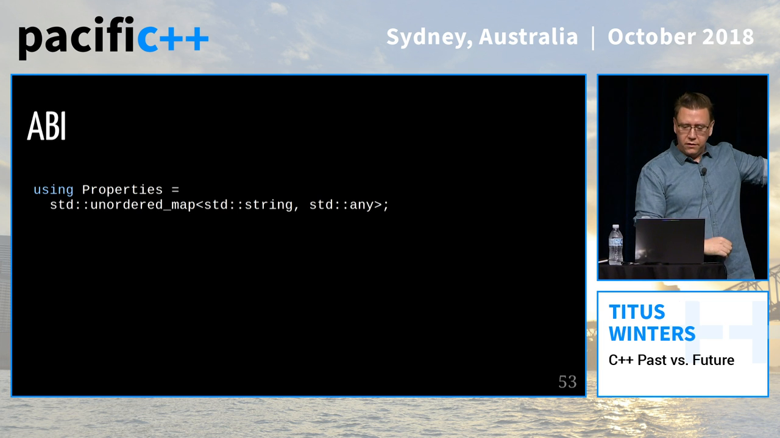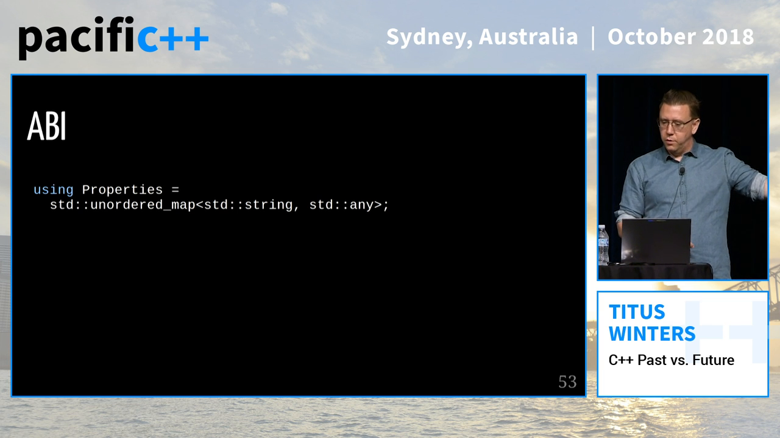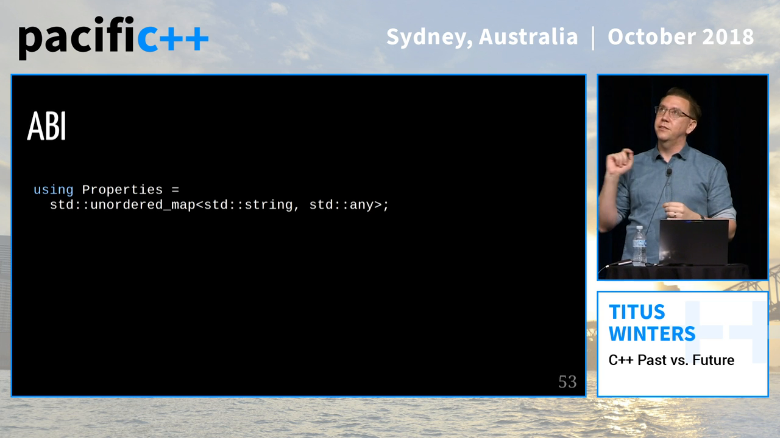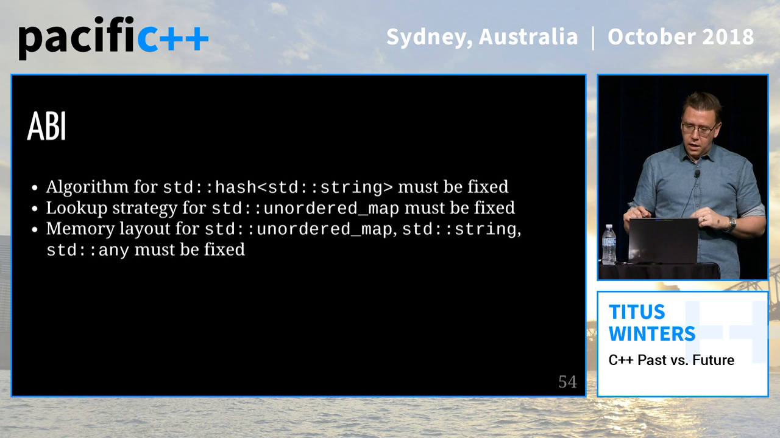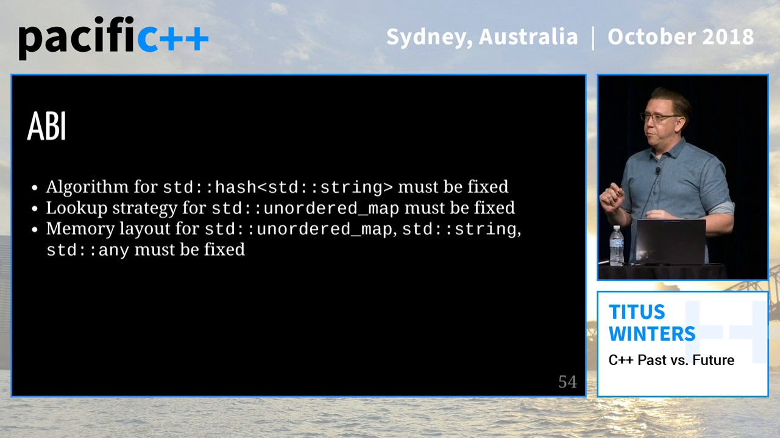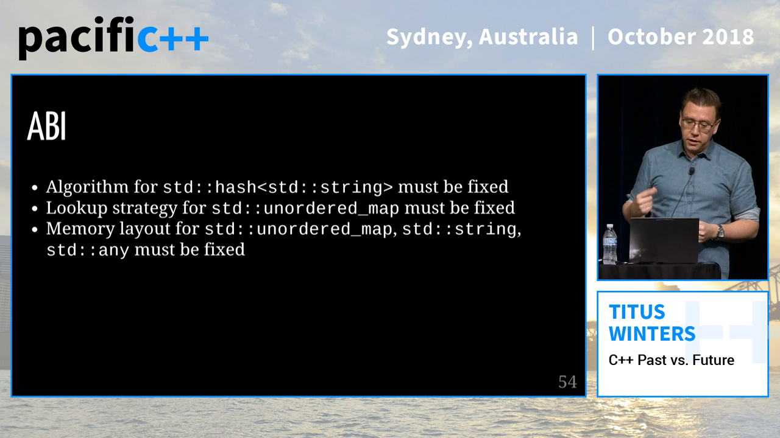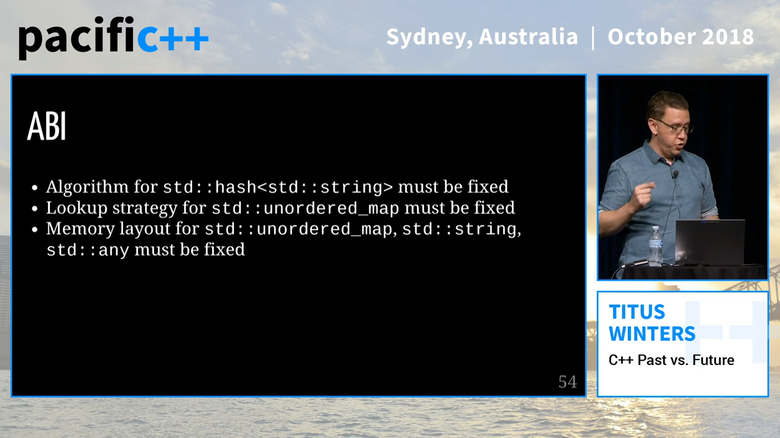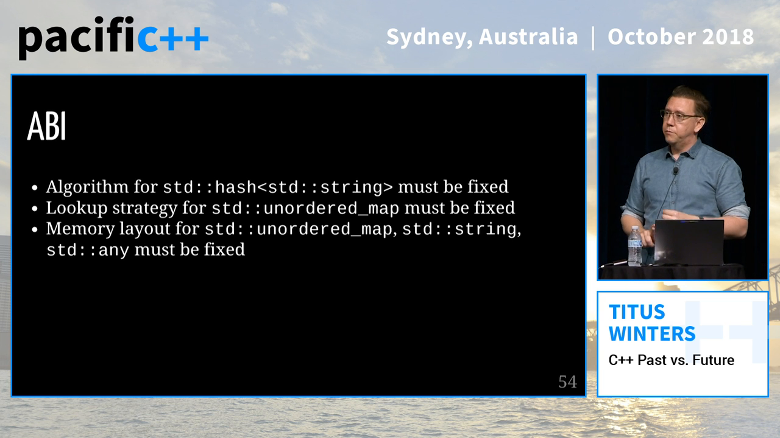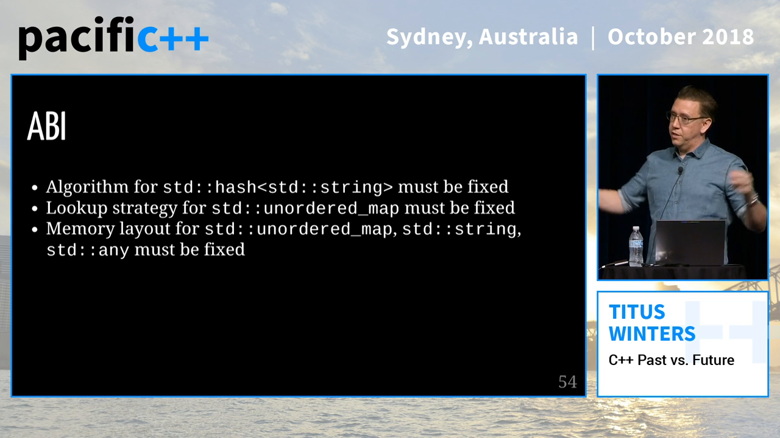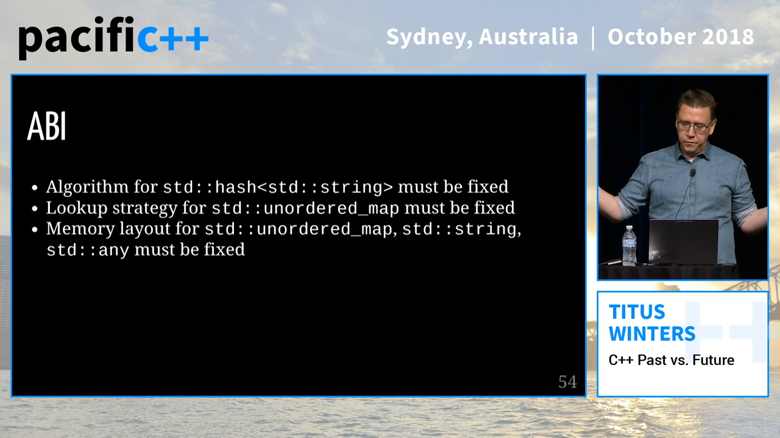So maybe I'm going to want to pass something like this. It's an unordered map of string to any. What is the practical limitation, practical implication of doing something like that? Among other things, the algorithm for std hash of std string must now be fixed for the duration of that plugin API. The lookup strategy for std unordered map must never change. The memory layout for unordered map, string, and std any must similarly never change for the duration that I support that plugin API. I may never be able to upgrade my compiler again.